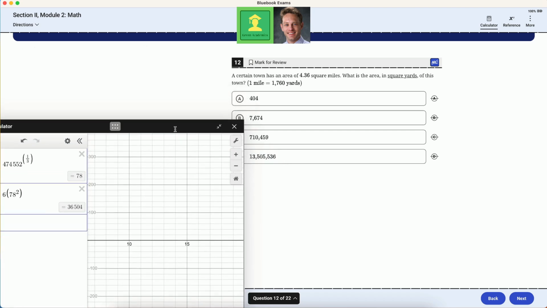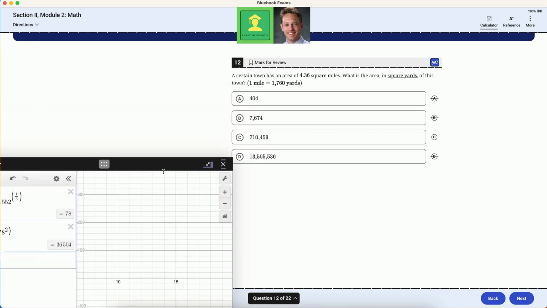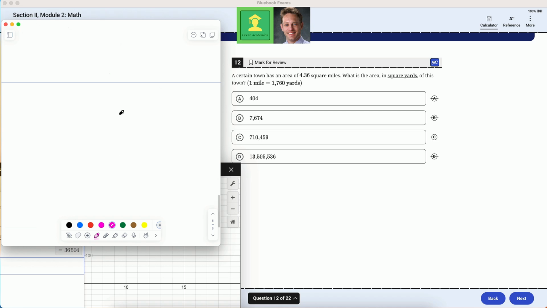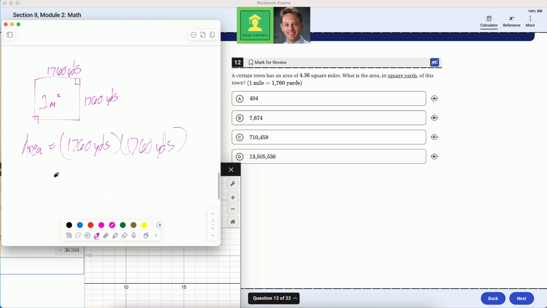A certain town has an area of 4.3 square miles. What is the area in square yards of this town? Okay, so what is a square mile? If this is 1 square mile, it's a square whose edge is 1,760 yards. So it's 1760 by 1760, as in the area is, I'm going to write it out the long way just to prove the point. It's this times this, but these are both in yards, which is why the area is in yards squared, whatever that product is.